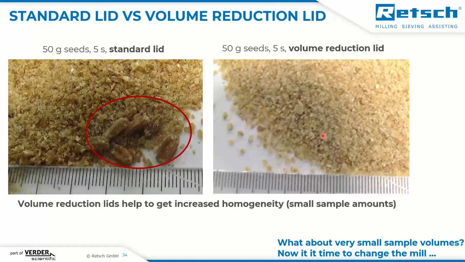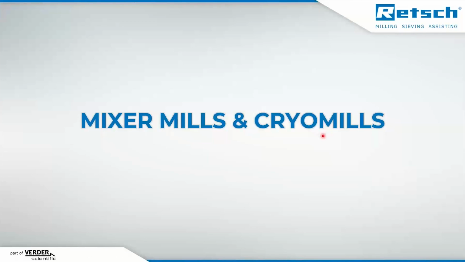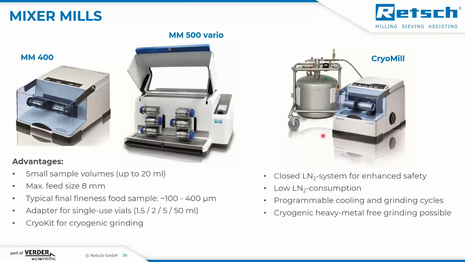What about very small samples? Now I think it's time to change the mill and talk about mixer mills and cryo mills. Here I'd like to refer to 3 different systems. The MM400, which is well known and kind of an all-rounder in the labs, and the MM500 Vario, which has been launched in summer this year.